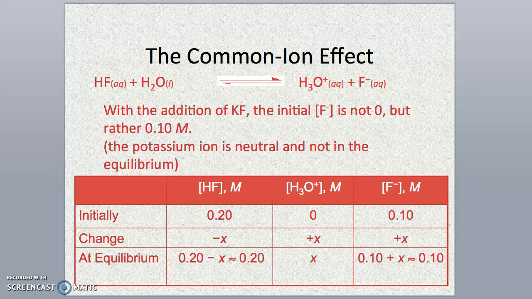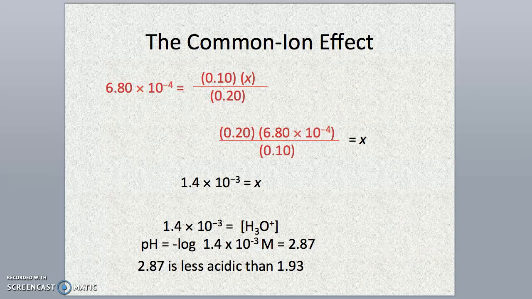Since the hydronium ion starts at 0, we know that this has to increase. If one product increases, the others will as well, and the weak acid, HF, will decrease. The assumption rule applies to both the weak acid and the fluoride ion because the K value is so small. Solving for X gives us our hydronium ion concentration at equilibrium, which can then be used to determine the pH by taking the negative log of this value. The answer is 2.87, which is an increase in the pH as we expected.